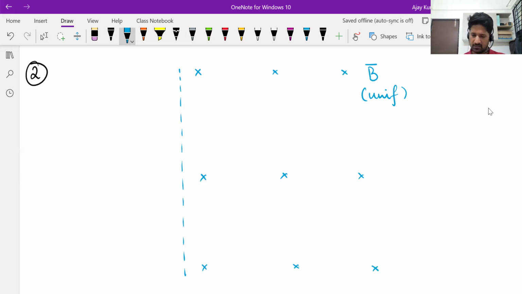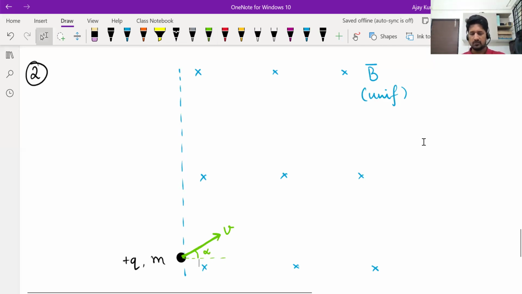So consider a magnetic field like this to the right of the boundary. A charge enters into this magnetic field this way. The speed with which it enters is v, the charge is plus q, its mass is m, and it enters making an angle alpha with the x-axis. Okay, so this is the situation.